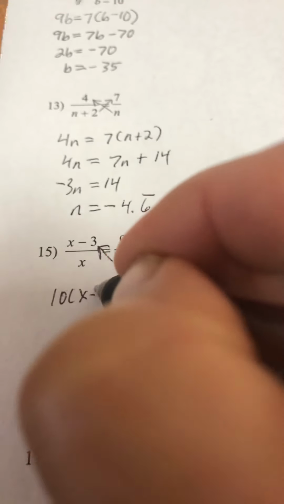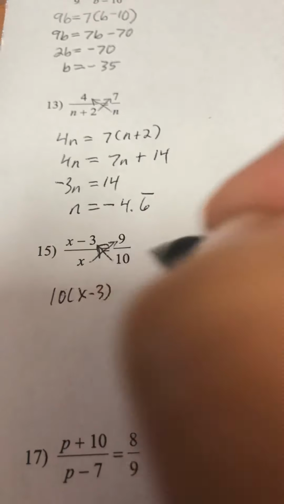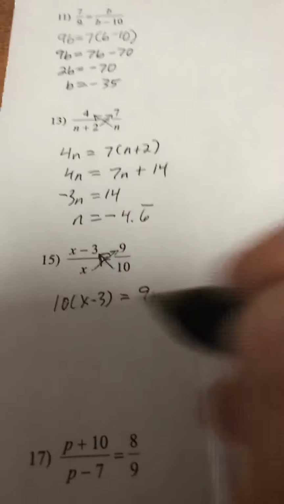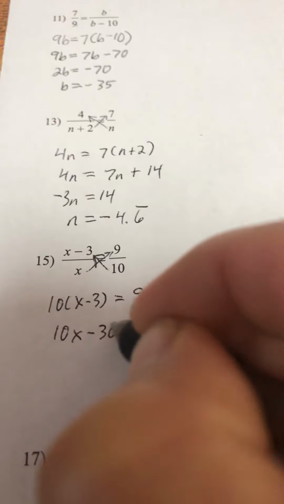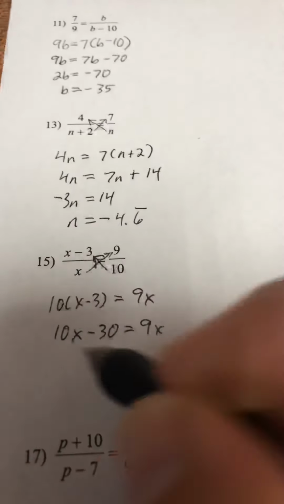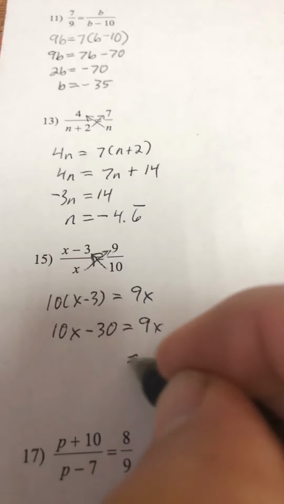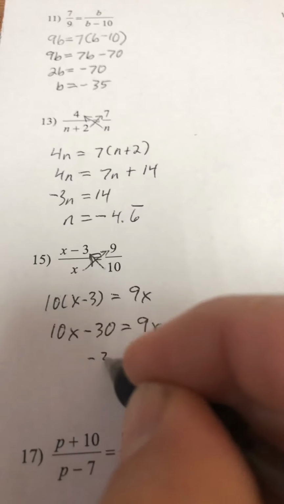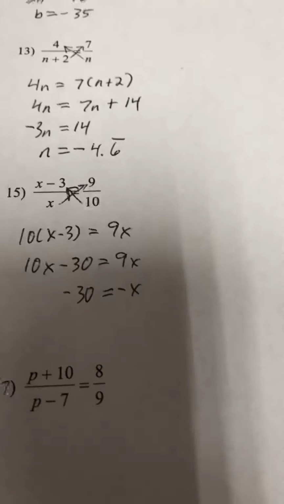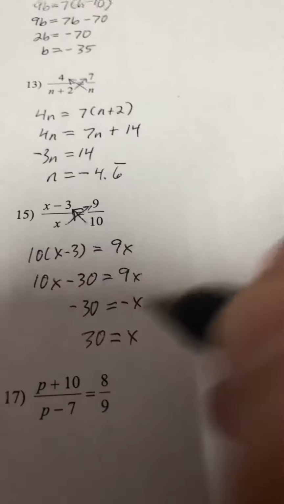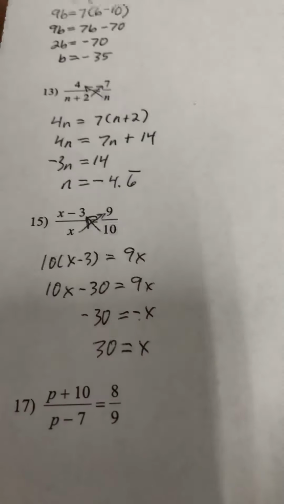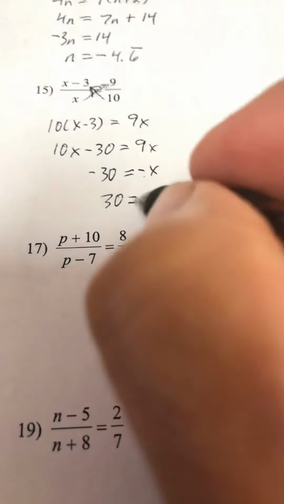This one is going to be 10 times the quantity of x minus 3. And then I have 9 times x. Okay, so I have 10x, and 10 times 3 is negative 30. And I have 9x over here. I'm going to subtract 10x from both sides. Ends up looking like that. And I get rid of the negative because I don't want to know what negative x is. I want to know what x is. So if I get rid of the negative on one side, I have to get rid of it on the other, or you could think of it as multiplying both sides by negative 1. And you get 30 equals x.